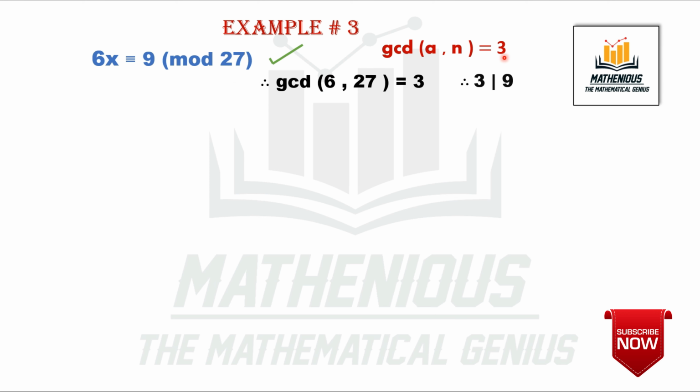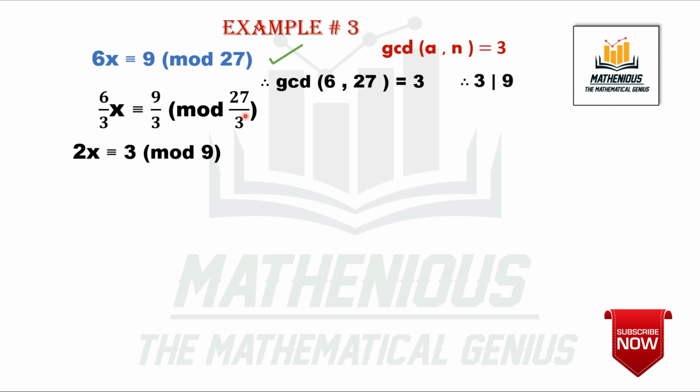Always remember that. Now just simply divide every term in the given question by the GCD. The GCD is 3, so divide 6 by 3, divide 9 by 3, divide 27 by 3. Now we have 2x is congruent to 3 mod 9. I am dividing it because the inverse modulo method only works if and only if GCD of a and n is equal to 1. But in this case, GCD of a and n is not equal to 1, so to make it 1, we should do this: 2x is congruent to 3 mod 9.